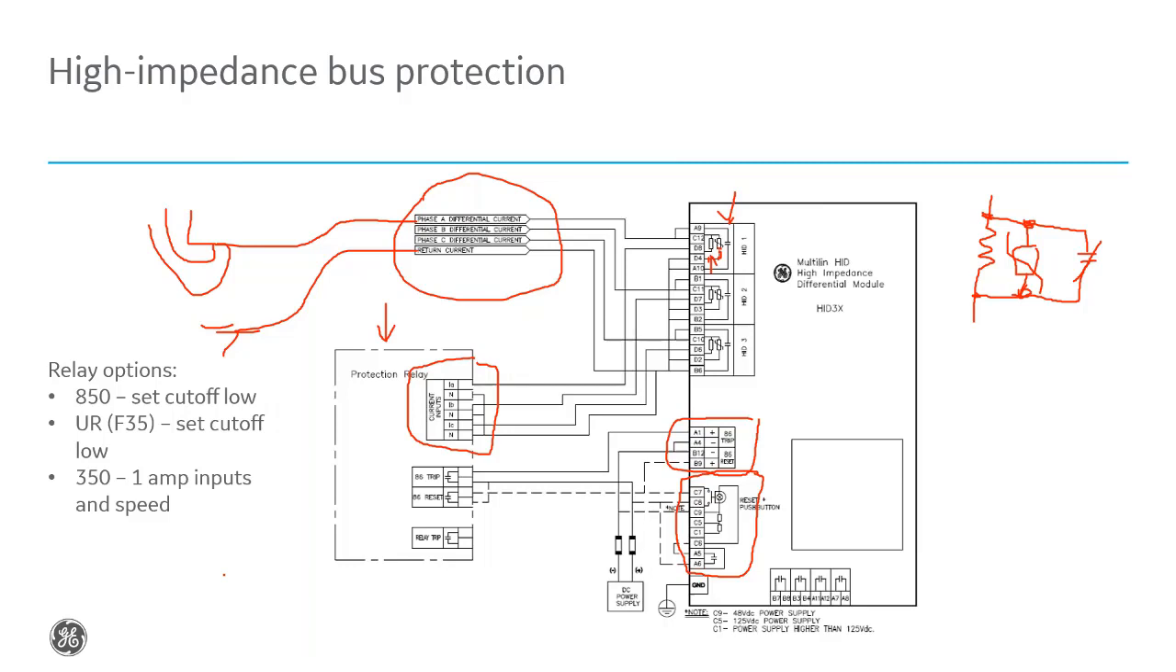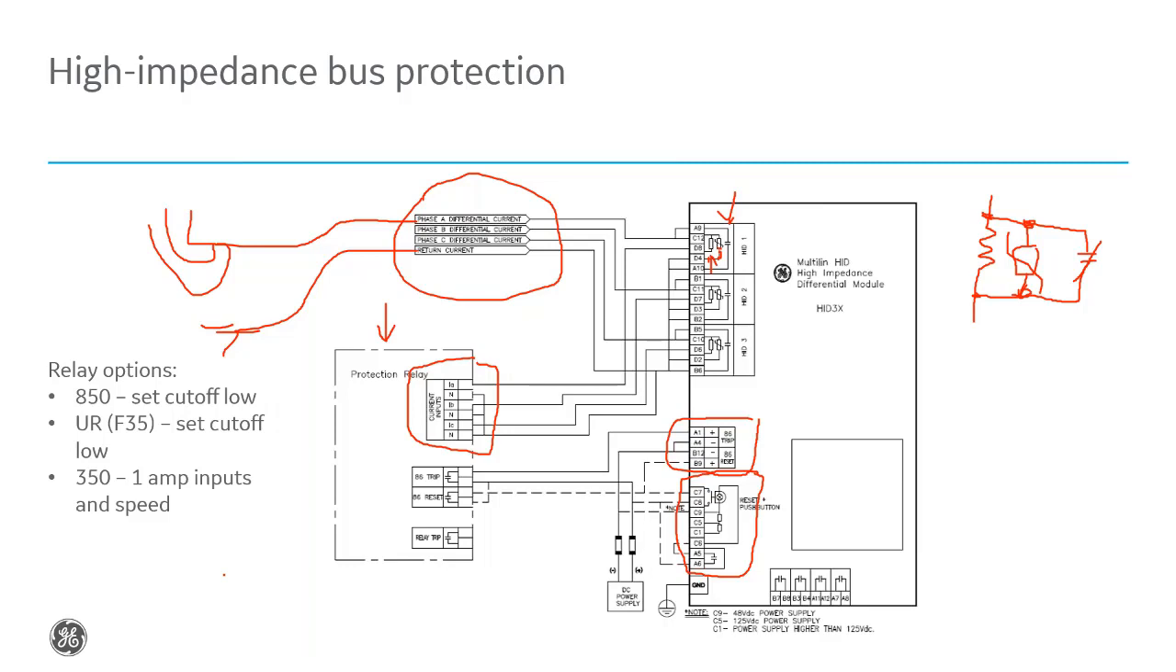Another option you have is a UR or an 850. Most people would use an 850. Those will have the same speeds or better speeds than the MIBs. You can use a 5 amp current input. The only thing I would caution there is that you have to set the current cutoff to a lower value so that it will operate from the 75 milliamps or so that the relay is going to see.